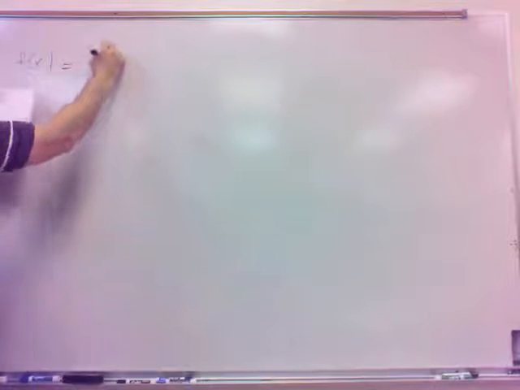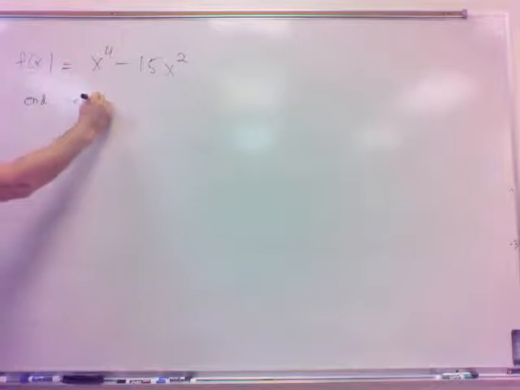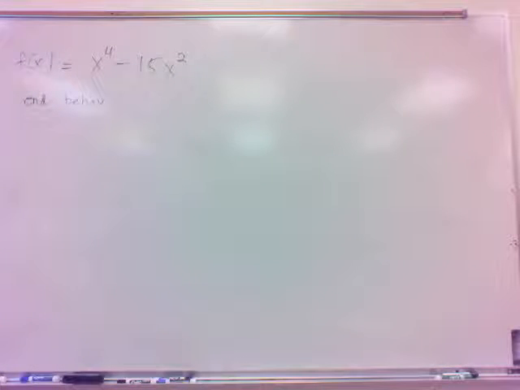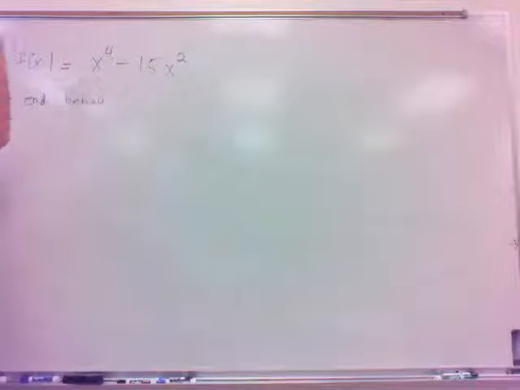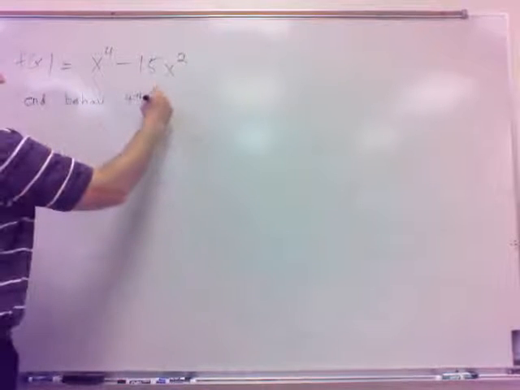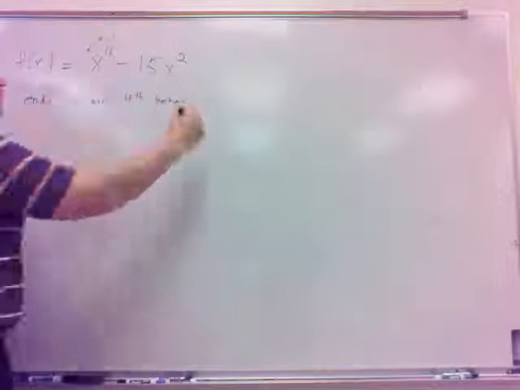All right, f of x equals x to the fourth minus 15x squared. Again, the goal is to graph this thing, but let's start here with end behavior. Well, this one's a fourth degree, and we know on a fourth degree either both ends go up or both ends go down. What is it? Both up. We've got a here as a positive 1, and so that's positive, so yeah, both ends up.